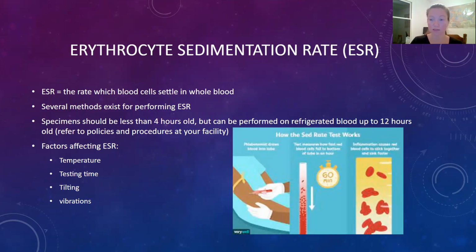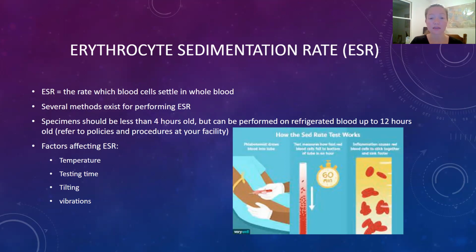And the way this works is that when our body has an inflammation process going on, the number of plasma proteins increases in our blood. When the number of plasma proteins increases in our blood, the red blood cells get smushed together in clumps, which makes them heavier, and that's going to make them settle faster. So the faster they settle, we know that there's some inflammation process going on.